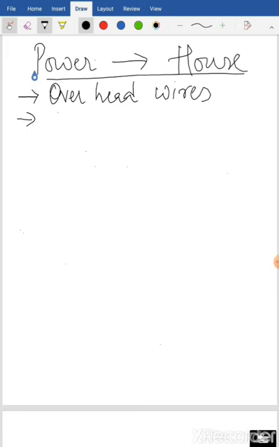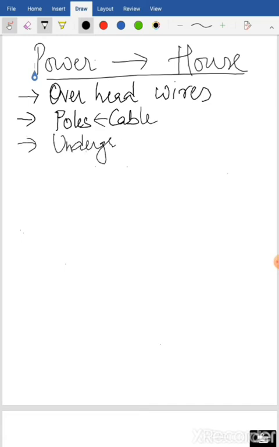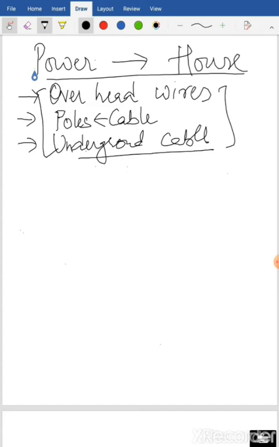or cables on poles, or underground cable. So in three ways it may reach us. So I know in our locality we usually get electrical power through overhead wires or through the cable on poles.